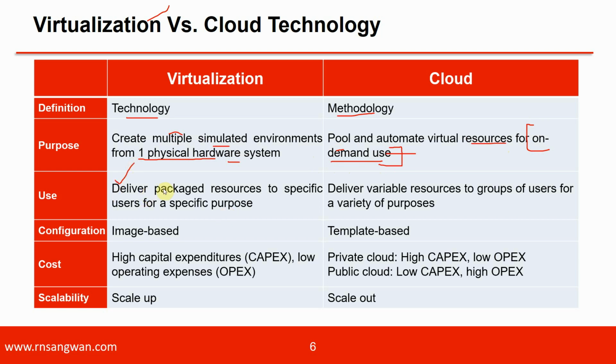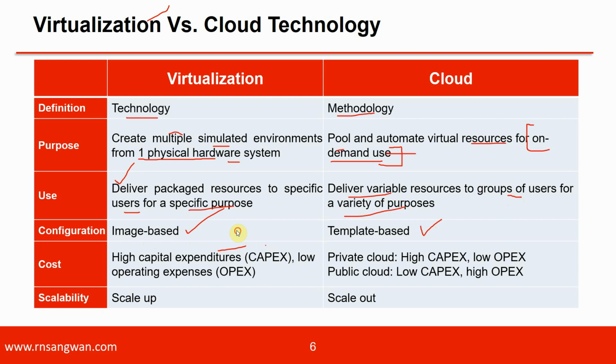Use cases: virtualization delivers packaged resources to specific users for a specific purpose. For cloud, it delivers variable resources to a group of users for a variety of purposes. Configuration wise, virtualization is image based, whereas cloud is template based. In cloud, we always talk about templates. We have templates and templates and templates, nothing more. Whatever we create, when we create machines, we use templates. We create resources, networking, we use templates. Or the shape. In Oracle Cloud, shape is the term used.